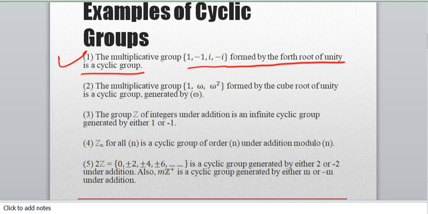Something that I want to give you: try and see which is the generator from here. If you go on to the second one, you will notice that omega is the generator. Why? Look, the first one is a multiplicative group, so you can just do the multiplication and write 1, minus 1, i, minus i. You know how to do it.